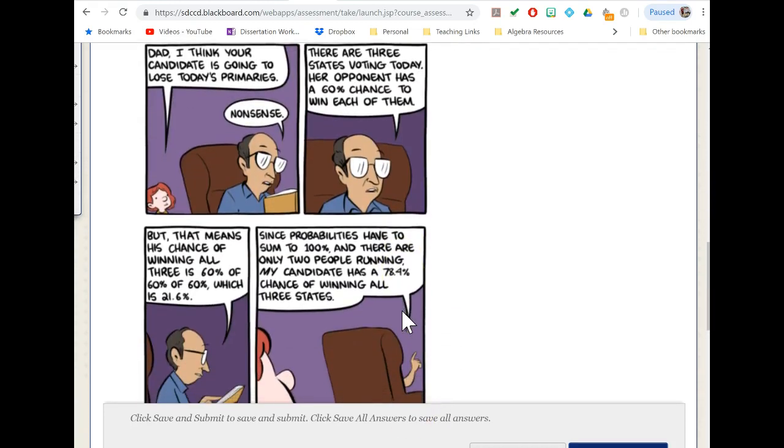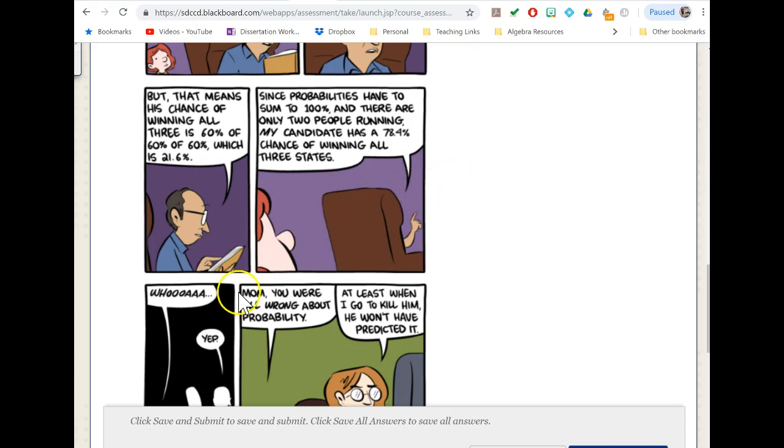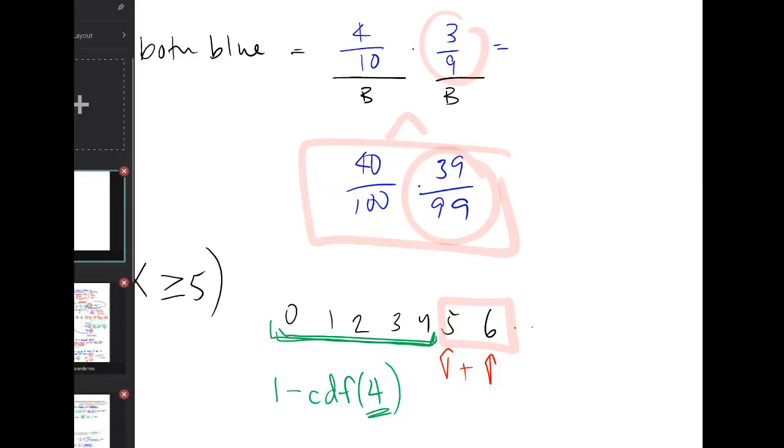Question 5. We did pretty good on this. Our problem here in this panel was basically that he's thinking the complement of winning all three is the other person winning all three. When in reality, we're again thinking about that binomial, the same thing we were just drawing out. So if we're talking about this one, the number of states the person won could be 0, 1, 2, or 3.